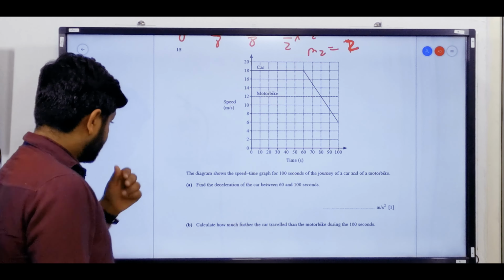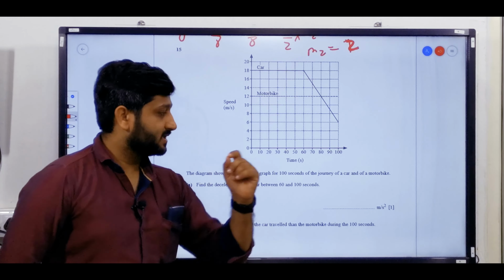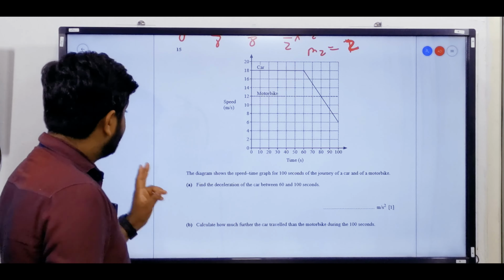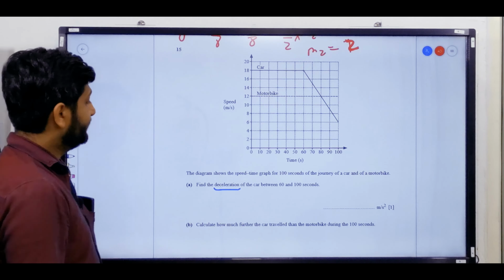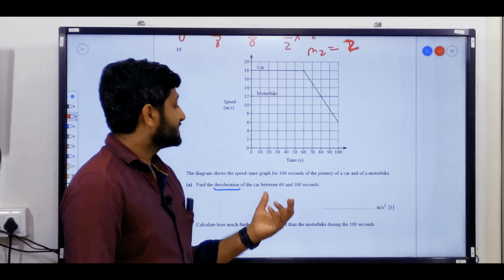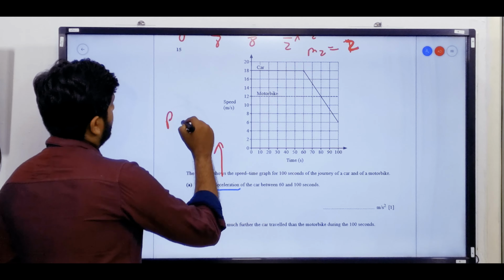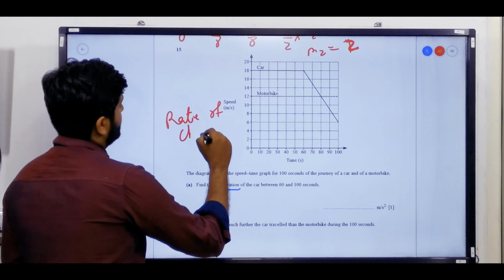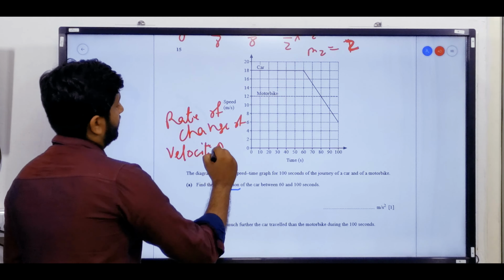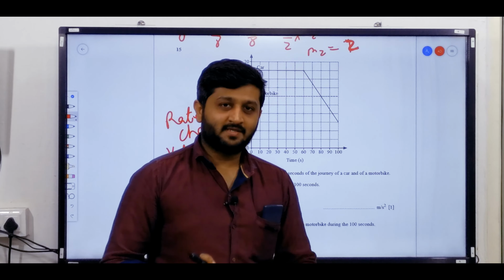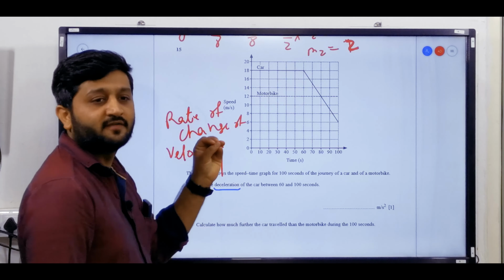Next question. The diagram shows a speed time graph for 100 seconds of the journey of a car and a motorbike. Find the deceleration of the car between 60 and 100 seconds. Now what is deceleration? Deceleration is nothing but rate of change of velocity. Dear students of commerce, you don't need to get into this term velocity. You can simply understand this as rate of change of speed.